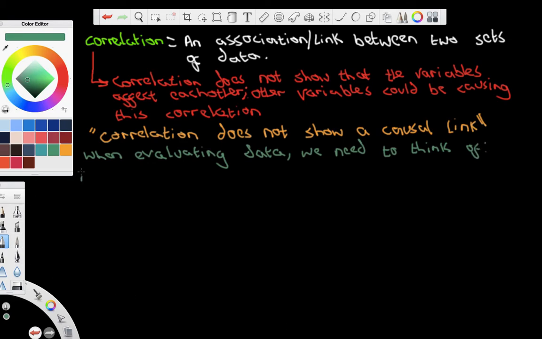Number one, is the data reliable? Where has it come from? So we need to think, is the data reliable?